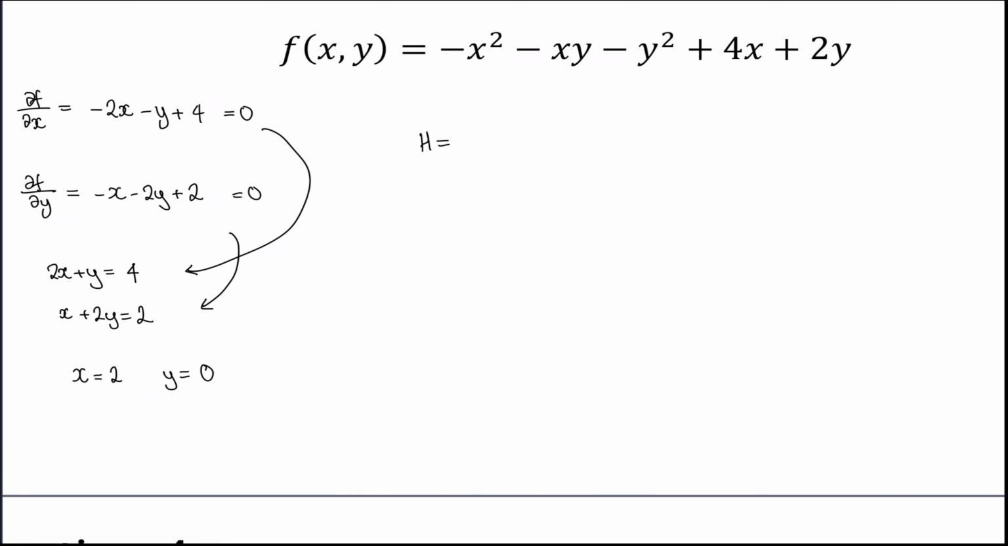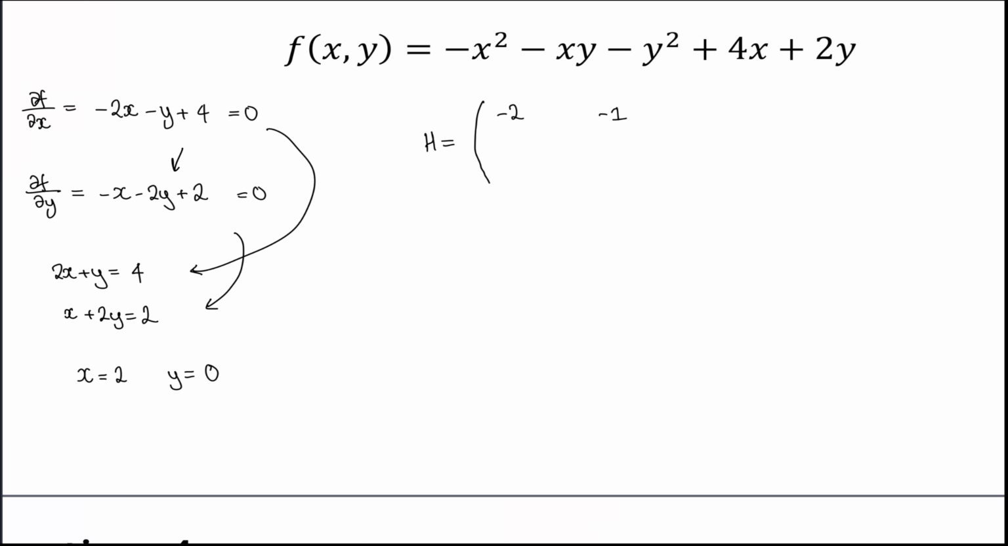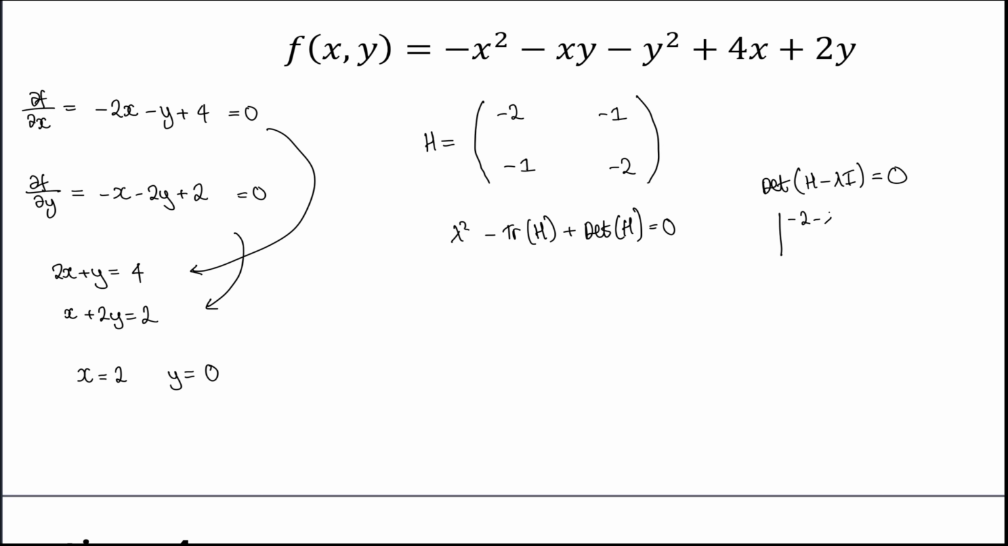If we now work out the Hessian, differentiating this with respect to x gives us minus 2, differentiating it with respect to y gives us minus 1, differentiating this with respect to x gives us minus 1, differentiating it with respect to y gives us minus 2. So this is our Hessian. If we now work out the eigenvalues, we get lambda squared minus the trace of the matrix plus the determinant is equal to 0. And over here I'll just write the full thing, or the full method.